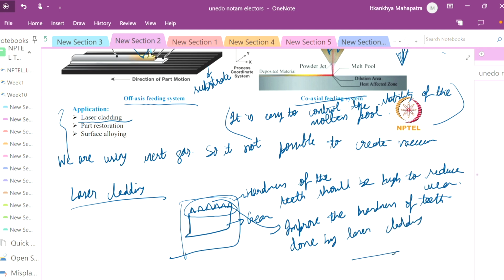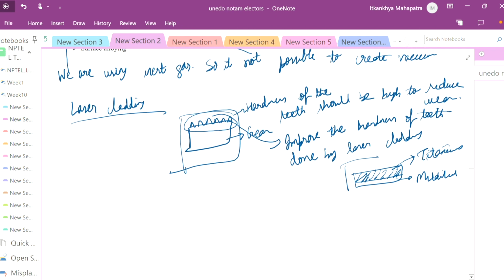So there is a layer, and we can put a different material on the base substrate, for example titanium on mild steel. So the quality of the product will be improved. This is laser cladding.